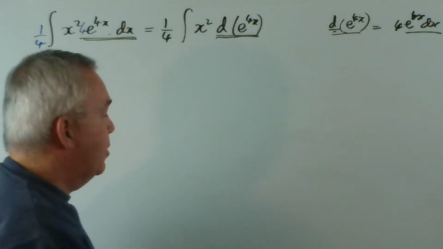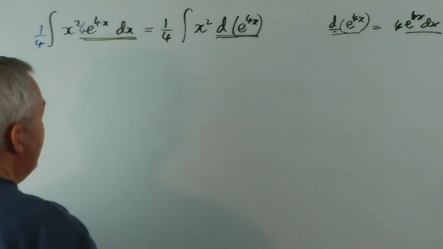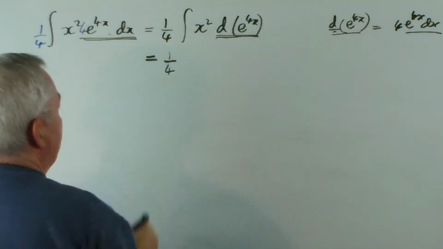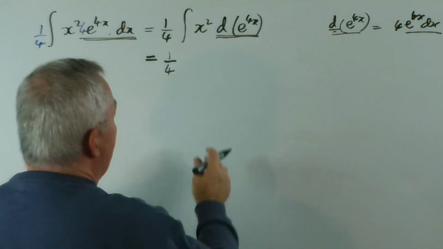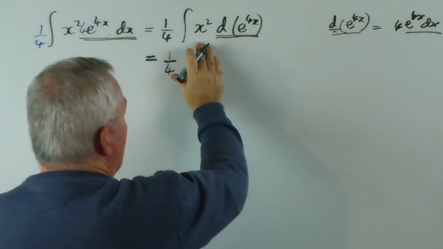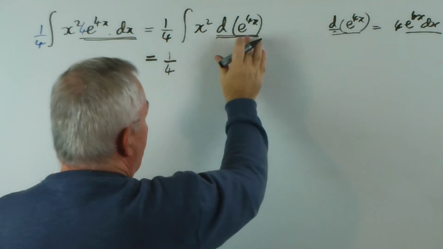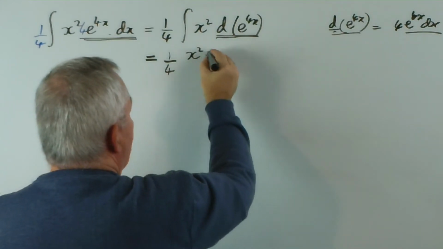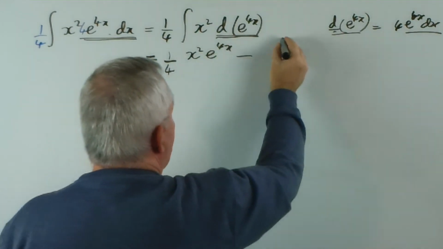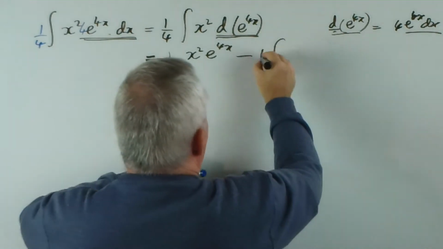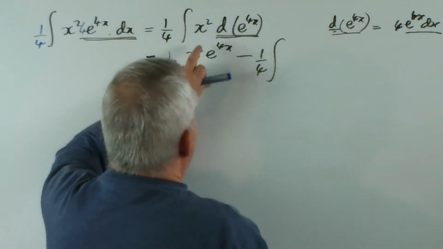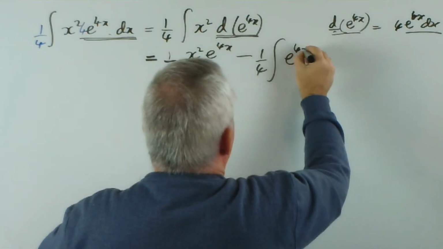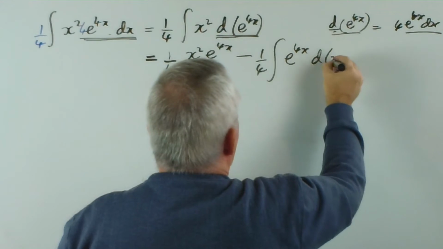I've probably already gone into too much explanation because the people who asked me wanted speed, so I will keep going. Now we have a setup ready for integration by parts, where we have a function with the derivative of another function. It's going to give us x squared times e to the 4x minus the integral, 1/4, don't forget that, minus the integral, and these swap position, so it'll be e to the 4x times the derivative of x squared.